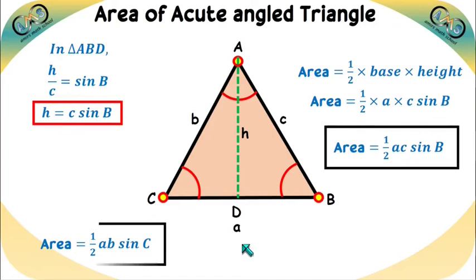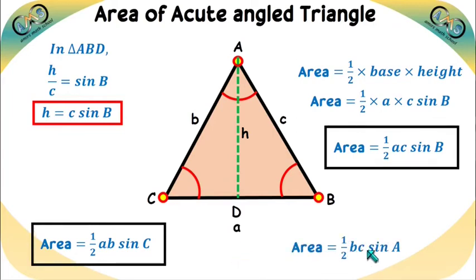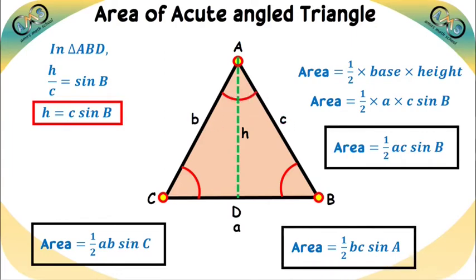And this one is also a formula to find the area. And the other formula is half BC sine A. This one is another way to find the area of the acute angle triangle. If two sides of any triangle and the angle between those two sides of that triangle are given, we can find the area of the triangle using these three formulas. Also, we can find the height using this formula.